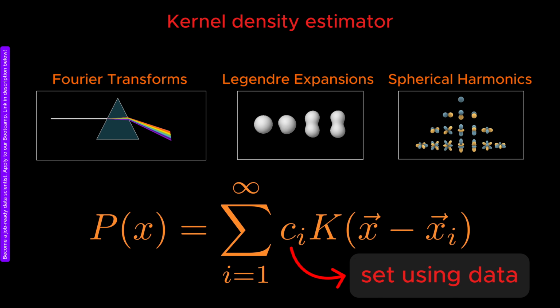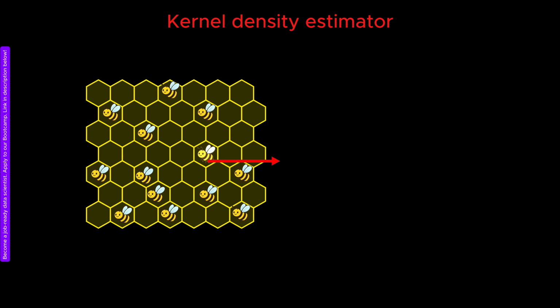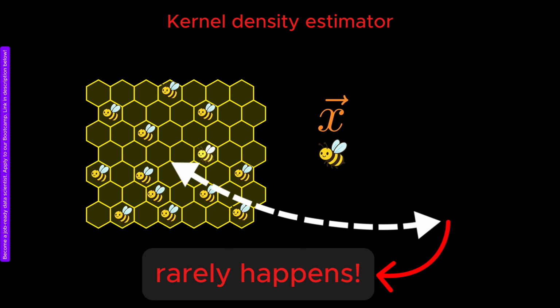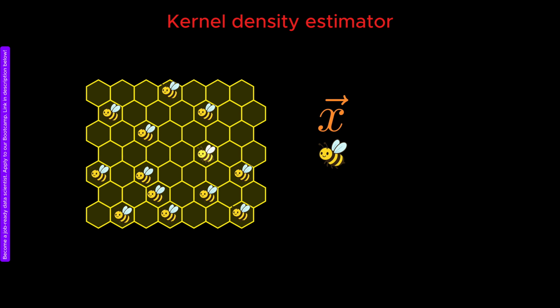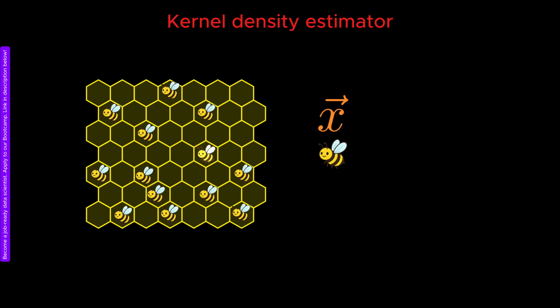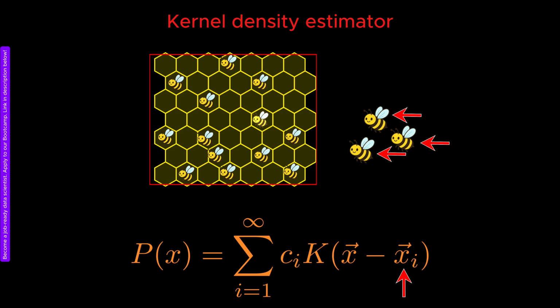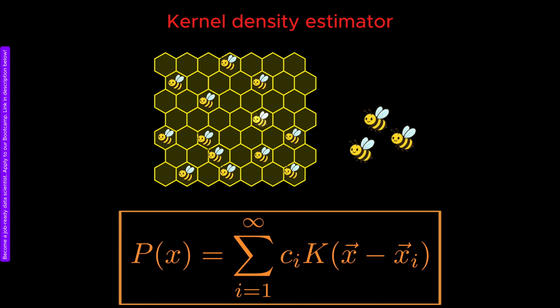To understand this intuitively, imagine a beehive. Suppose you want to estimate the probability of finding a bee at some location X. How likely are you to find a bee far from the hive? Almost zero, simply because you've never seen bees out there. The observed bees, the data points, define where probability should be high or low. Your probability estimate should depend on how many bees you've seen near location X and how close they are. So you can simply write the probability as a sum over the observed bees, which are the data points in this example, in the following form.